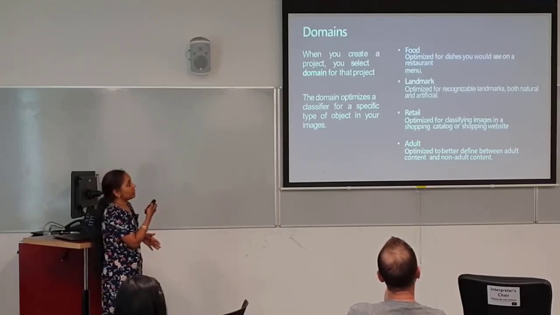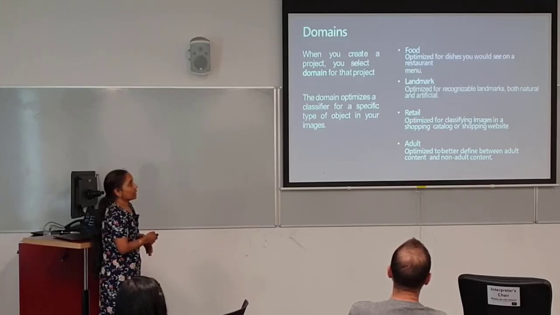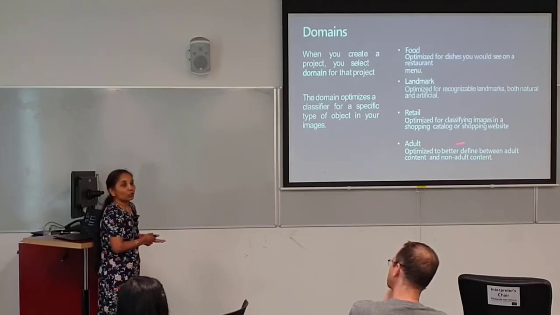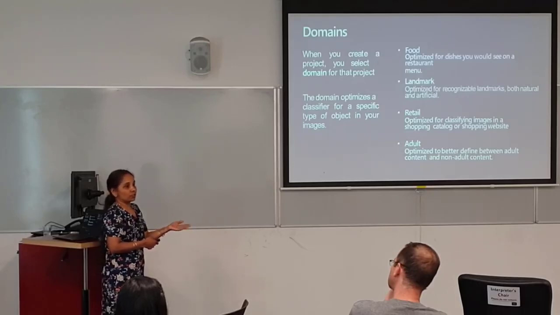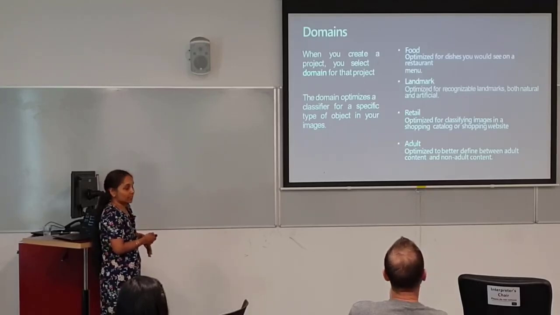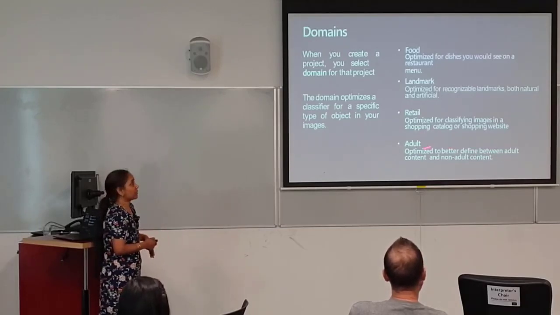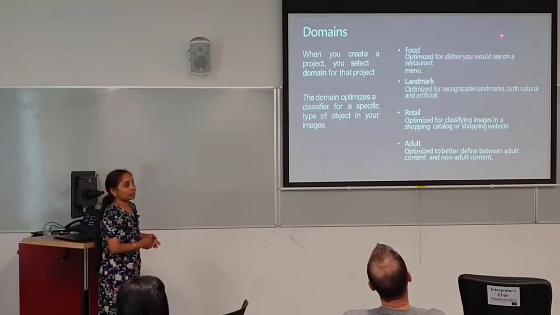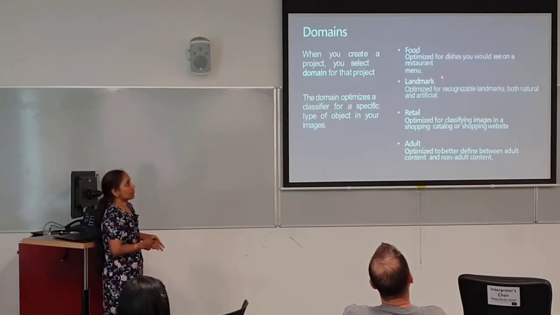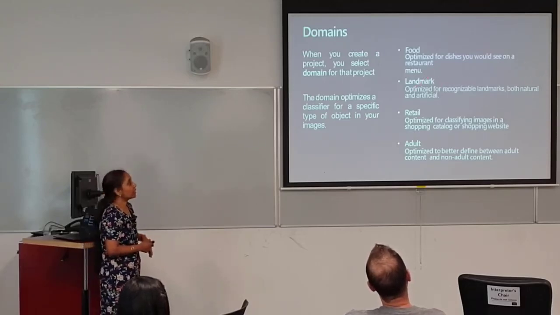You can use domains such as food, landmarks, and retail. Retail is for when, let's say, you have a shopping website, so you have clothing apparel which you want to classify as shirts, tops, dresses, shoes. Those kinds of things can be done under retail. And if there is adult content and non-adult content, you can use that as a domain as well. Food is for apples, bananas, or different cuisines. And for landmarks, you can use both natural and artificial.